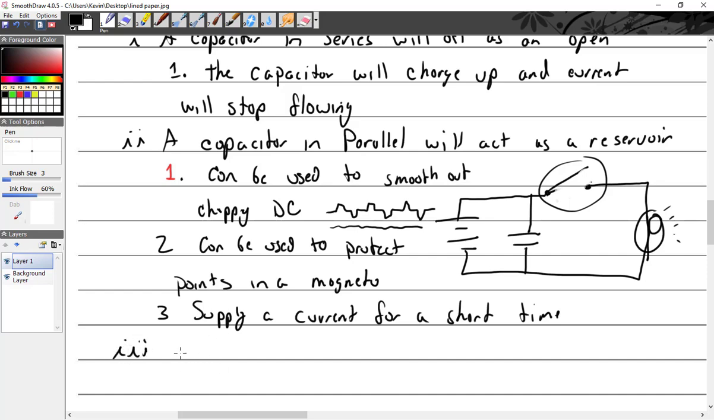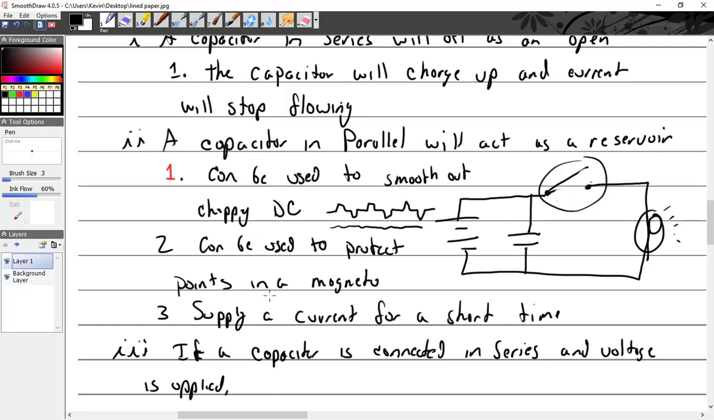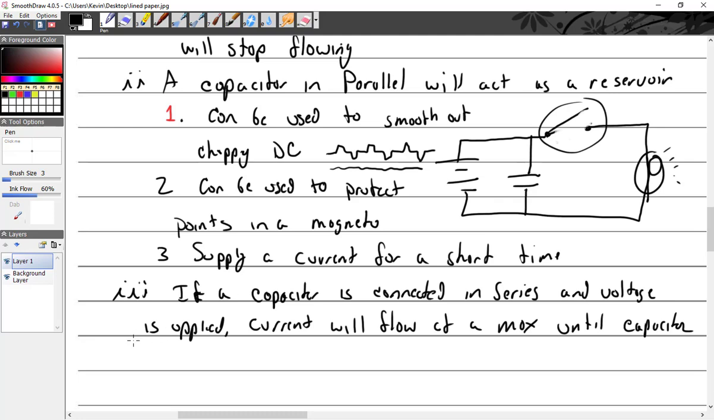All right, if a capacitor is connected in series and voltage is applied, current will flow at a maximum until the capacitor is charged. And that's an important point.